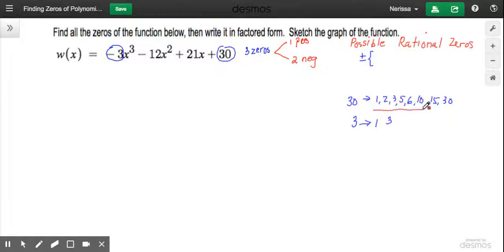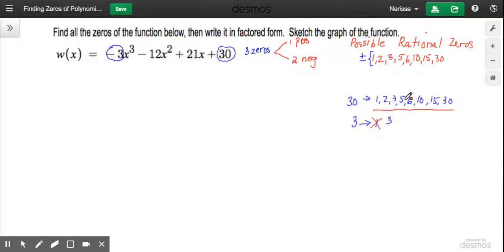Then we will divide the factors of 30 by the factors of 3. So we'll go 1 divided by 1, that is 1. 2 divided by 1 is 2. And so all of this, when divided by 1, will give you the same thing as this numerator here. So we'll just list all of those integers. These are called integers. So 3, 5, 6, 10, 15, and 30. So now we're done dividing the factors of 30 by 1.